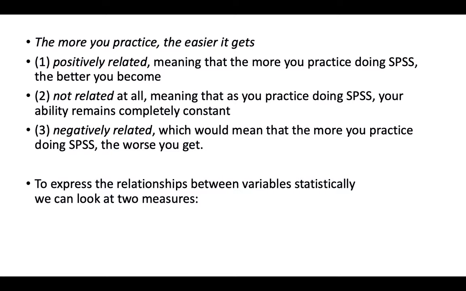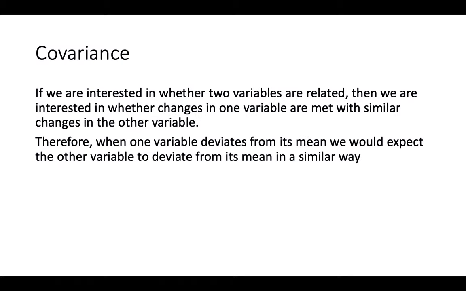So, to express the relationships between variables statistically, we can look at two measures. First, we will look at covariance and then at the correlation coefficient. So, what is covariance? To look at whether two variables are associated is to look at whether they covary. To understand covariation, first we have to remember what variation or variance is. Remember from the homogeneity of variance video.